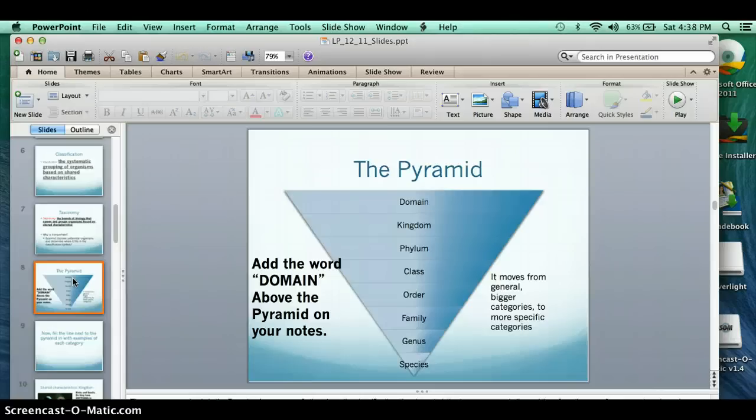Whereas domain is a huge category and includes lots and lots of different species. So the way the pyramid works is it goes from more general to more specific, or more general big categories to smaller groups of organisms. So it goes domain, kingdom, phylum, class, order, family, genus, species. And again, we're going to go through each one of these and write next to each word an example of the category so that you'll understand this pyramid better. So take time to fill out the pyramid with each of these words.